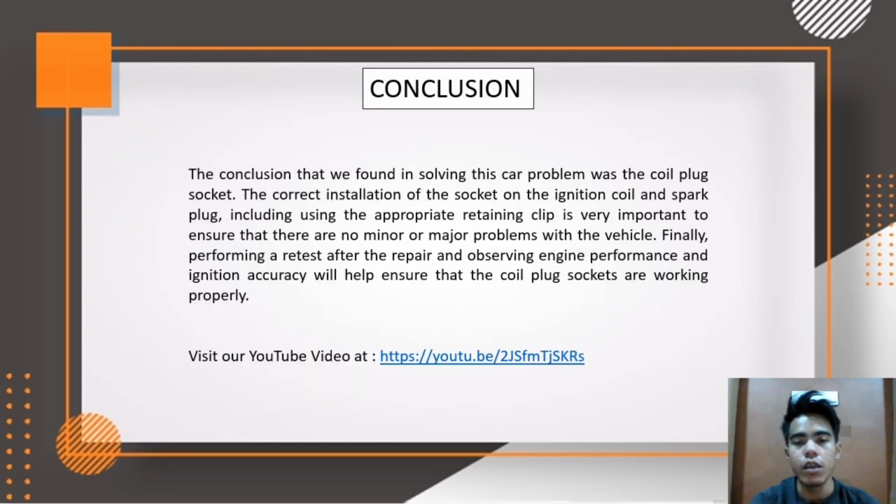So for the conclusion, what we found in solving this car problem was the coil plug socket. The correct installation of the socket on the ignition coil and spark plug, including using the appropriate retaining clip, is very important to ensure that there are no minor or major problems with the vehicle. Finally, performing a retest after the repair and observing engine performance and ignition accuracy will help ensure that the coil plug socket is working properly.